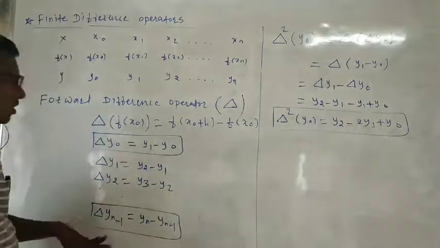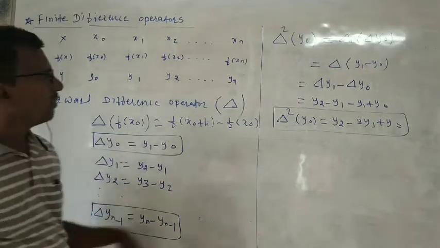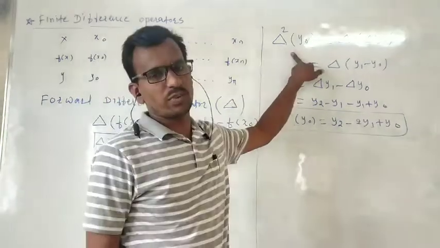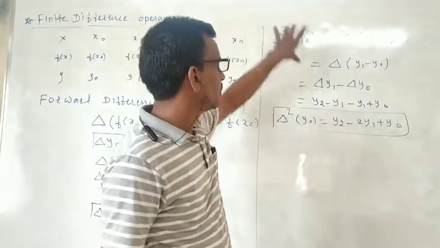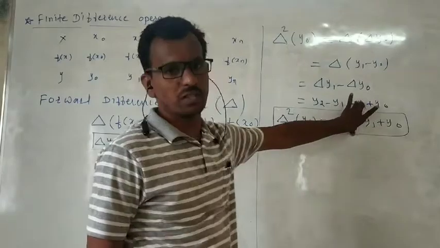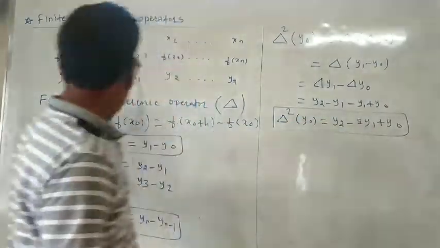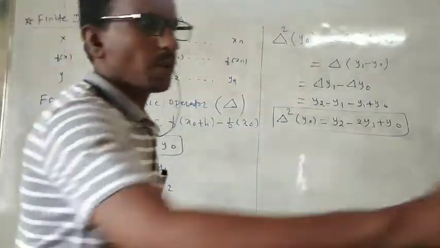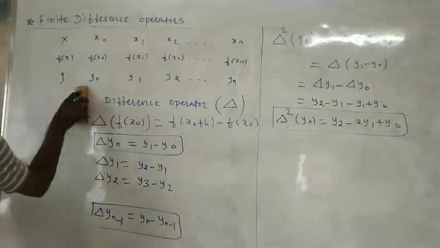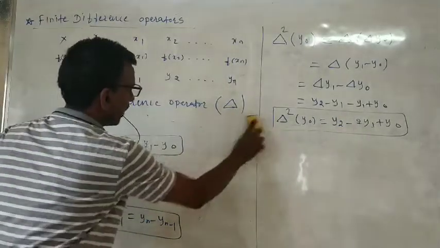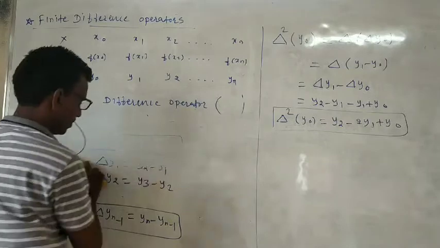This is the first order forward difference operator. Similarly, we can define second order forward difference operator like this. Now, the next operator is the backward difference operator.